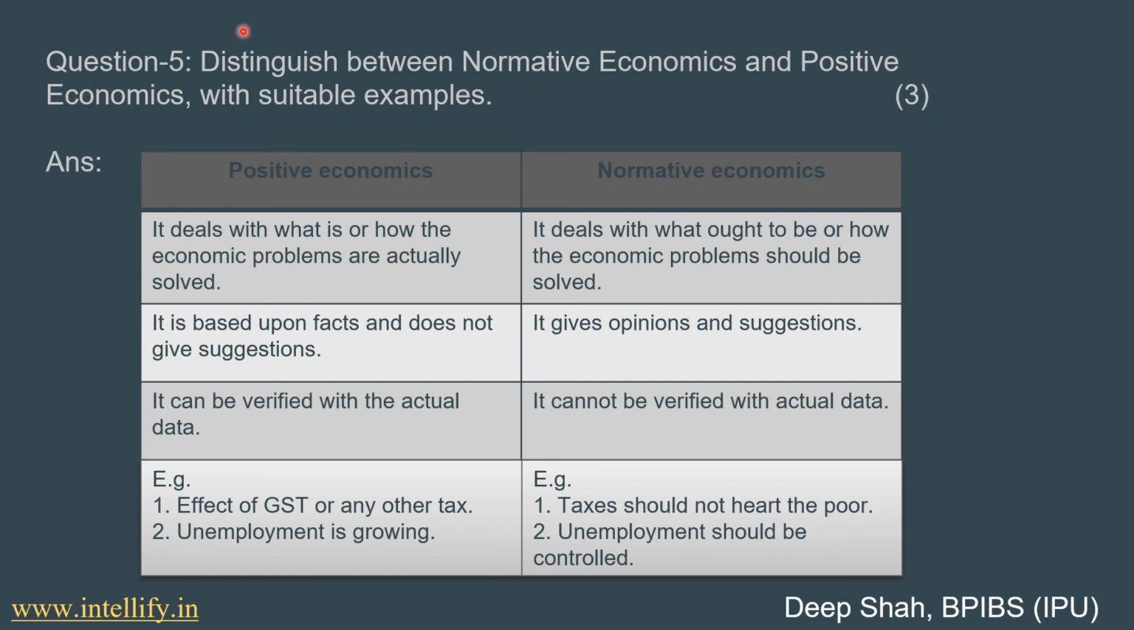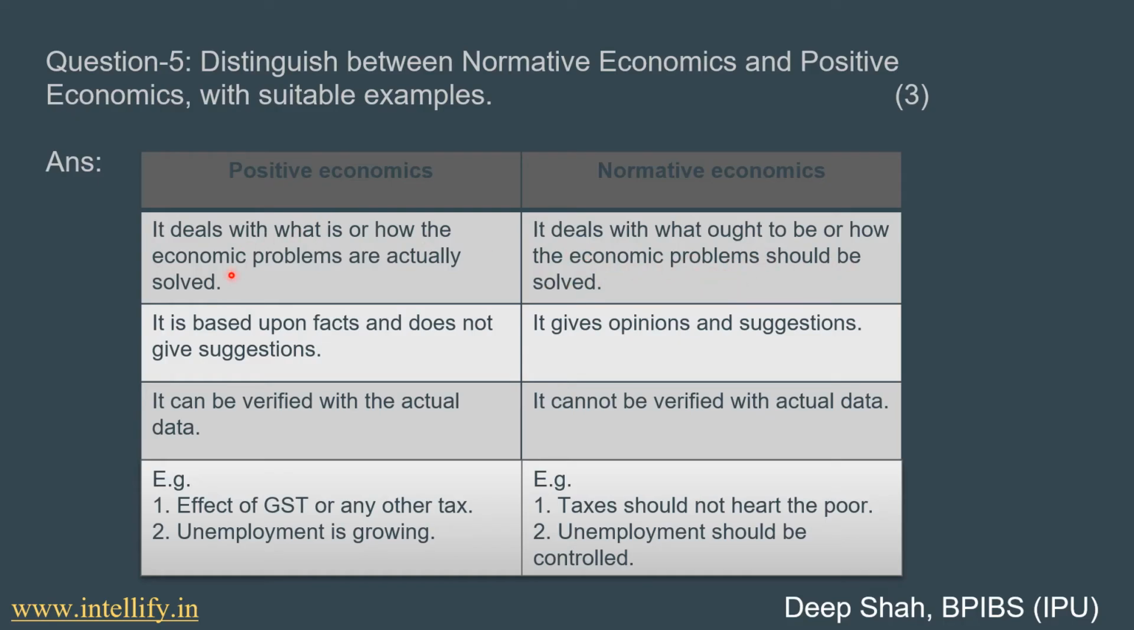Question 5. Distinguish between normative economics and positive economics with suitable examples. So we can answer this question by seeing its marks. Like this is a 3 marker question. So we will give 3 points and an example. So positive economics deals with what is or how the actual economic problems are solved.